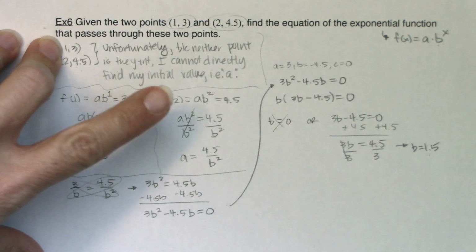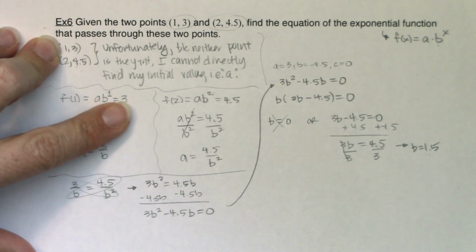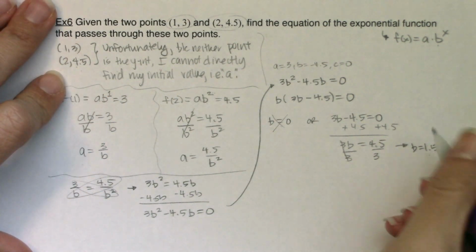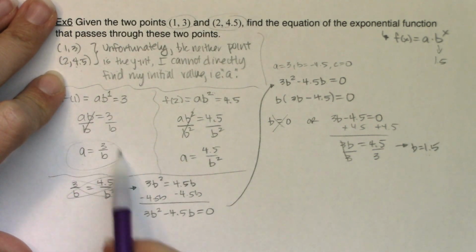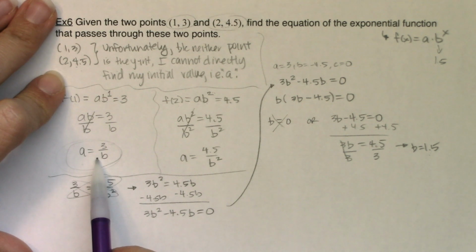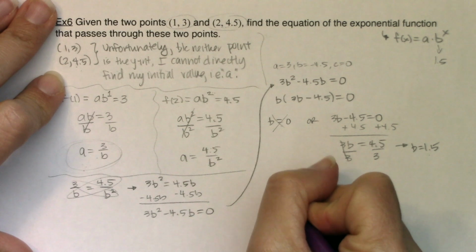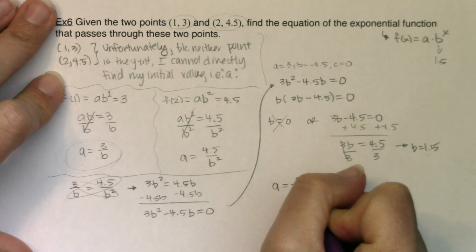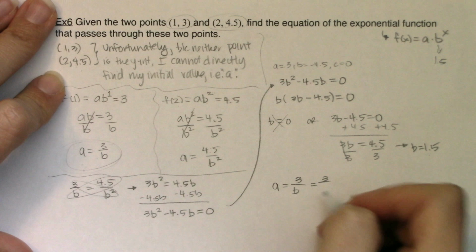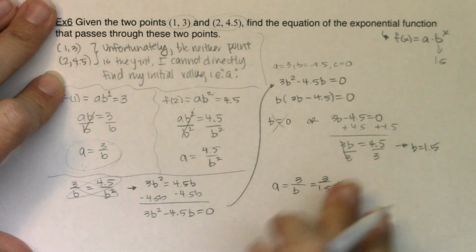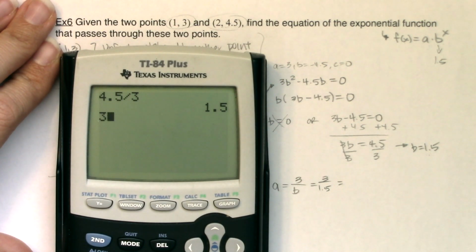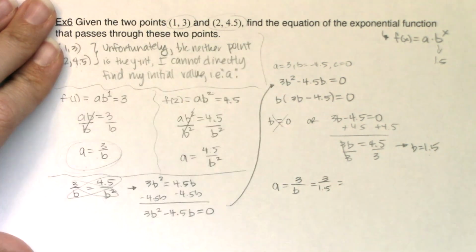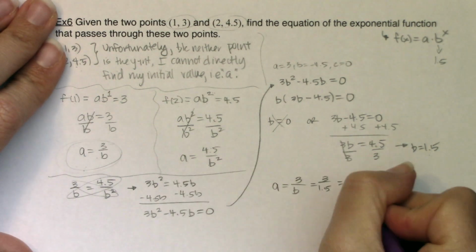Okay, so I've got b. That's half the battle. We still got to go figure out a. So at this point, I know b is 1.5. I'll substitute that in a bit. But we know a is either 3 over b, or you could do 4.5 over b squared. I'm going to use the simpler version. So if a is 3 over b, in this case, that's going to be 3 over 1.5. And maybe you can see that in your head, maybe you can't. But if I do 3 divided by 1.5, it's the number 2. So I've got a equaling 2 at this point.